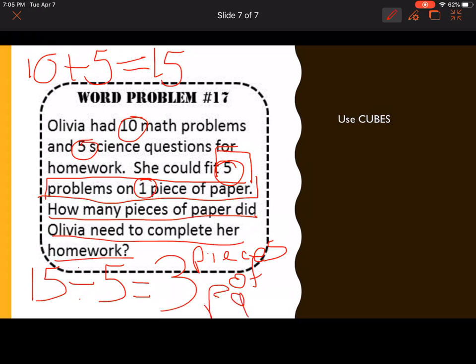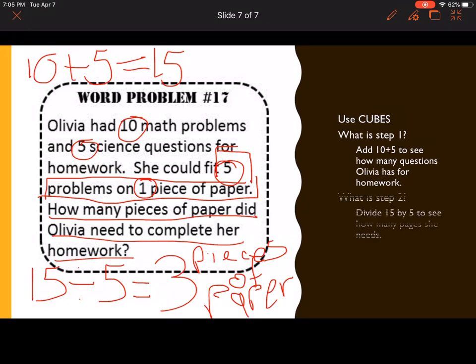All right, and of course you want to then go back and check your work. Okay, so we got our steps. We think, does our answer make sense? Yes. If we got a silly answer like 42 pieces of paper, that would be crazy, crazy, crazy.